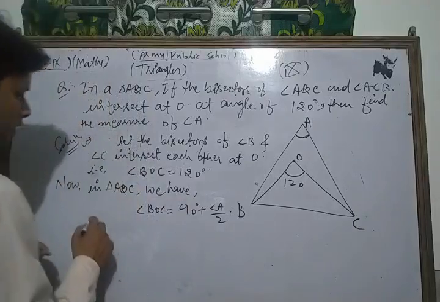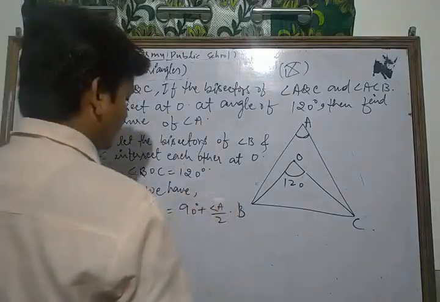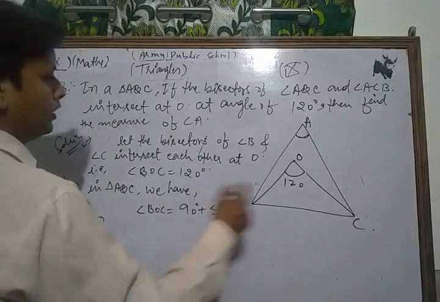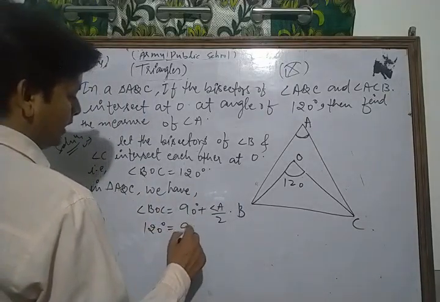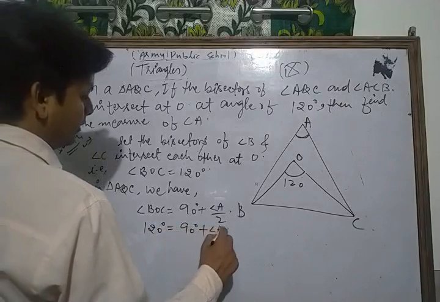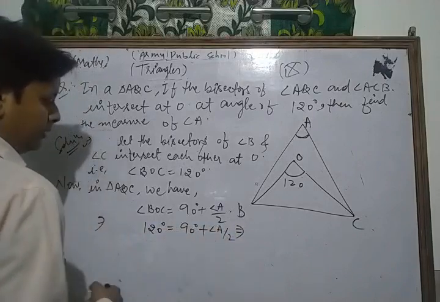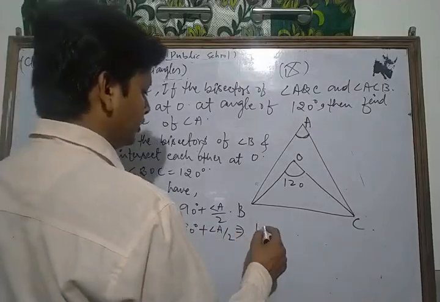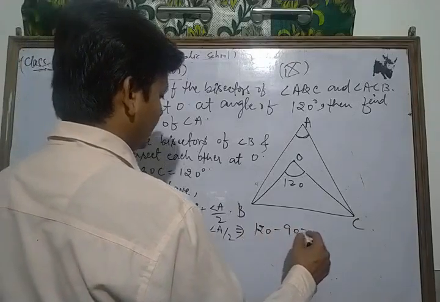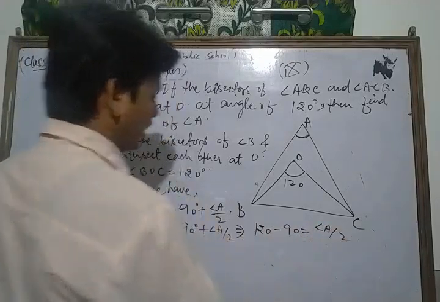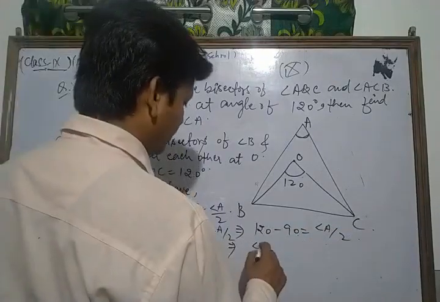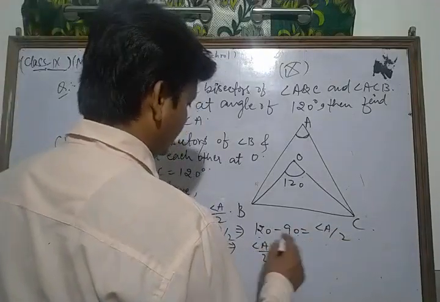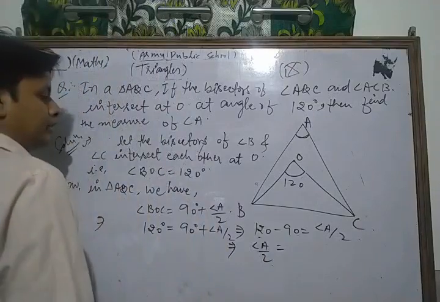Now let's see. From there we write angle BOC as 120 degrees, which is equal to 90 degrees plus angle A by 2. Now we transfer 90 degrees to that side: 120 minus 90 is equal to angle A by 2. So angle A by 2 is equal to 120 minus 90, that is 30.